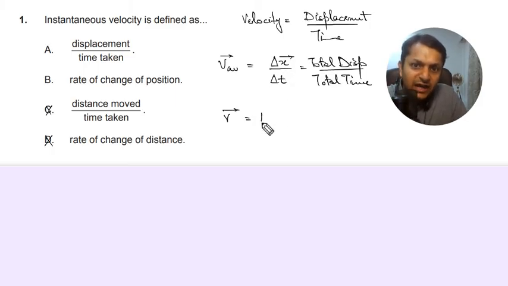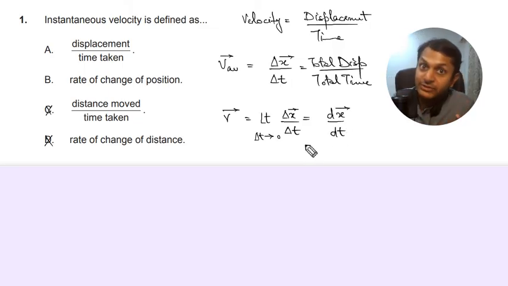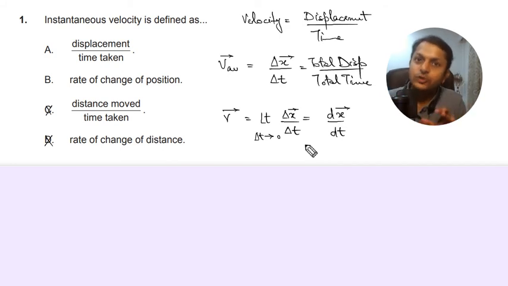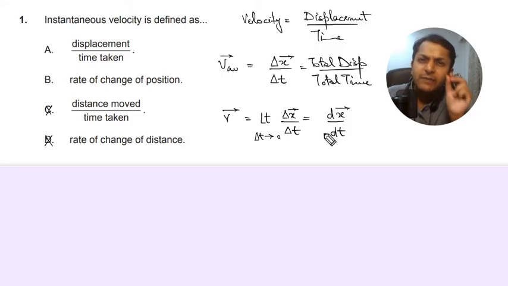Here delta t is taken to be a very small value, but the expression remains the same, which can be written in terms of differentiation. I know that calculus is not in your syllabus in physics, so worry not, but you know a bit of this in maths AAHL. So you just write instantaneous speed as dx divided by dt, where dt is a very small time duration.